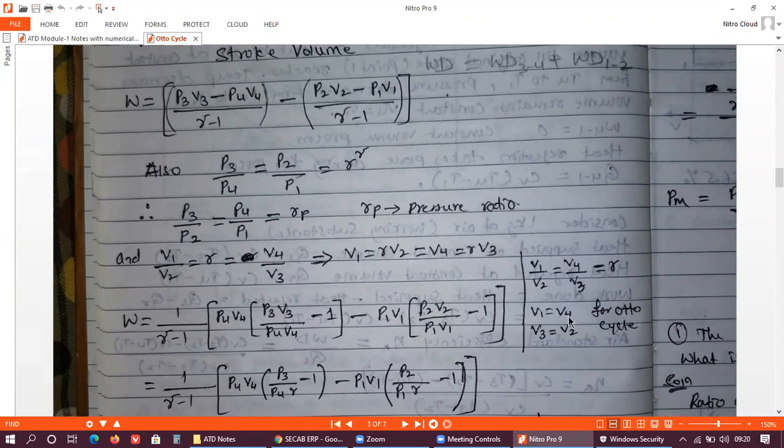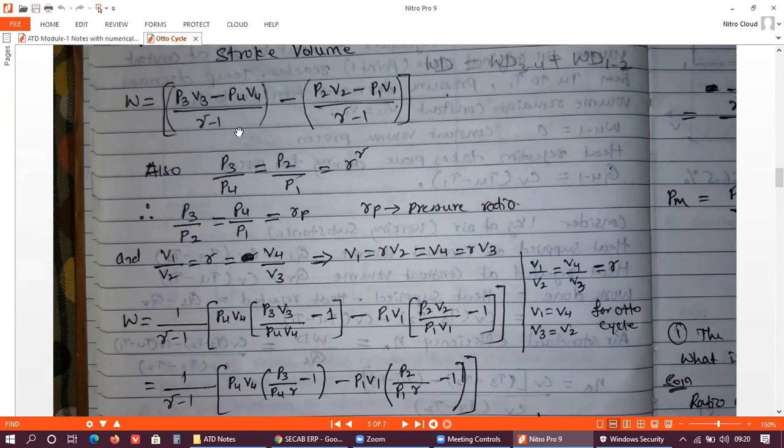And for the Otto cycle, as you can see here, V1 is equal to V4 and V3 is equal to V2, because these are all constant volume cycles. So if you visualize the PV diagram, these are all constant volume cycles. So that's why V1 is equal to V4 and V3 is equal to V2. Okay. Now substituting these values into the work done equation that we simplified.